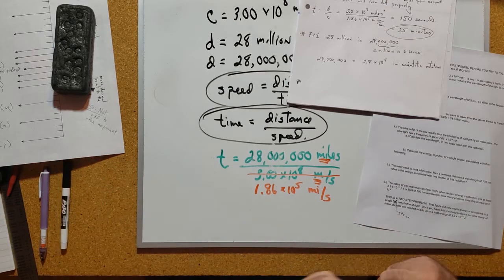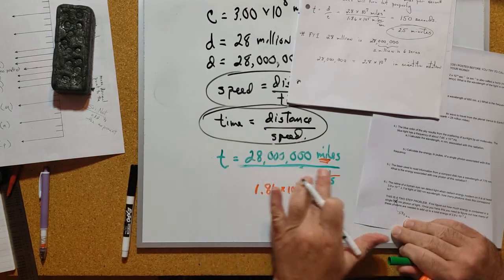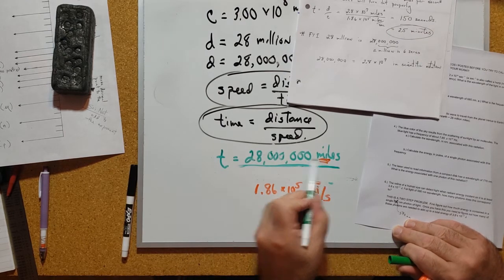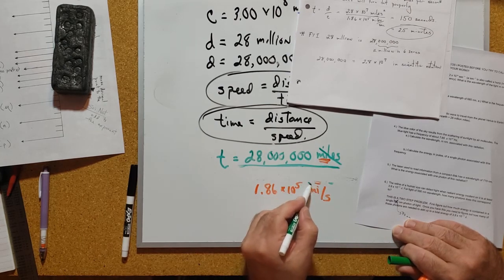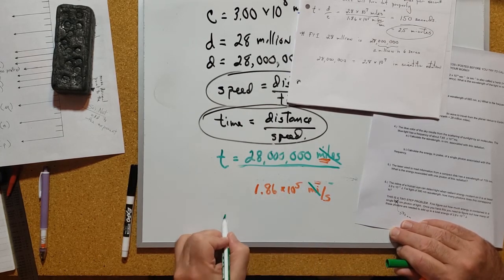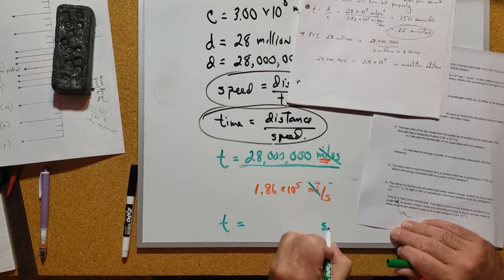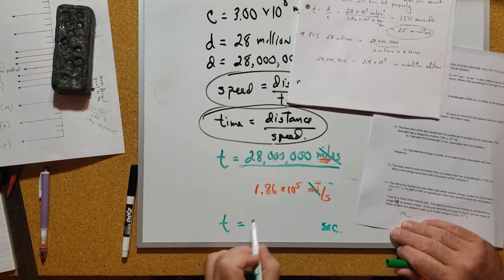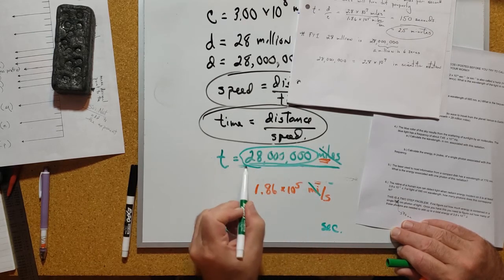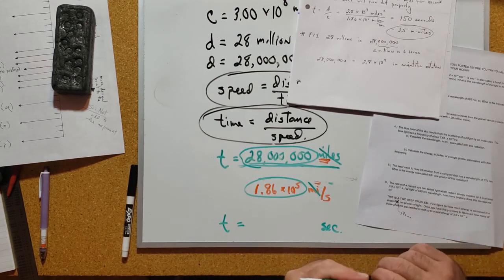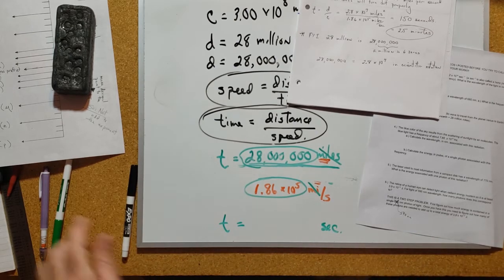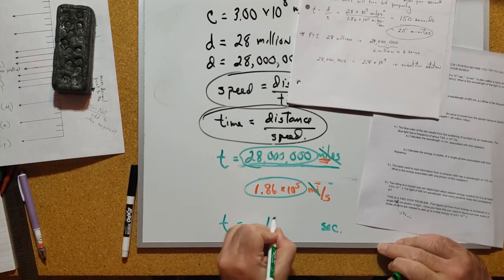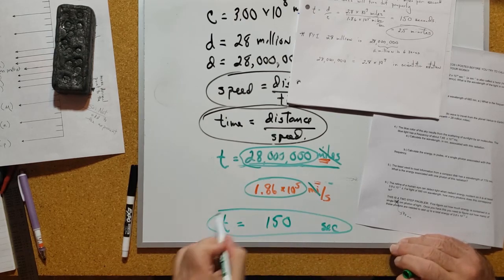Now you notice then that what we've got here is miles on top, 28 million miles, divided by the speed in miles per second. The miles will cancel, right? And I'll be left just with seconds. So I'll have an answer given in seconds. The number that goes in front of the seconds is 28 million divided by 1.86 times 10 to the 5th. When I go and do this division, I end up on my calculator with an answer of 150 seconds.